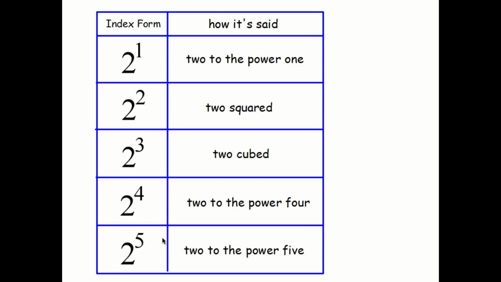So, really, these are the only exceptions here. Squared and cubed. So if there's a 2 as a power, then it is usually said as squared. If there is a 3 as a power, then it is usually said as cubed. But pretty much all the others are said as to the power 4, to the power 5, to the power 6, to the power 7, and so on.